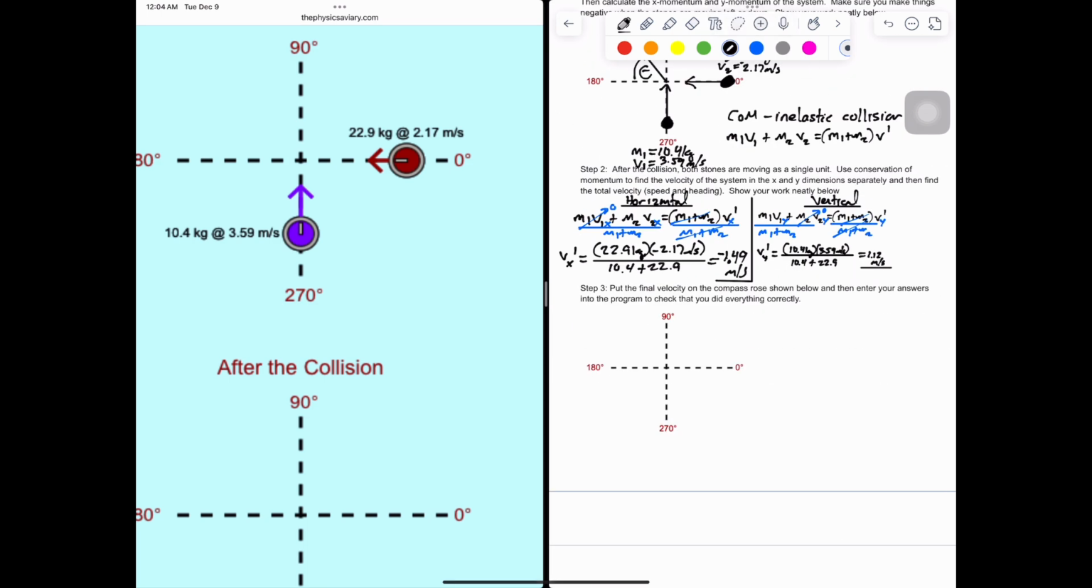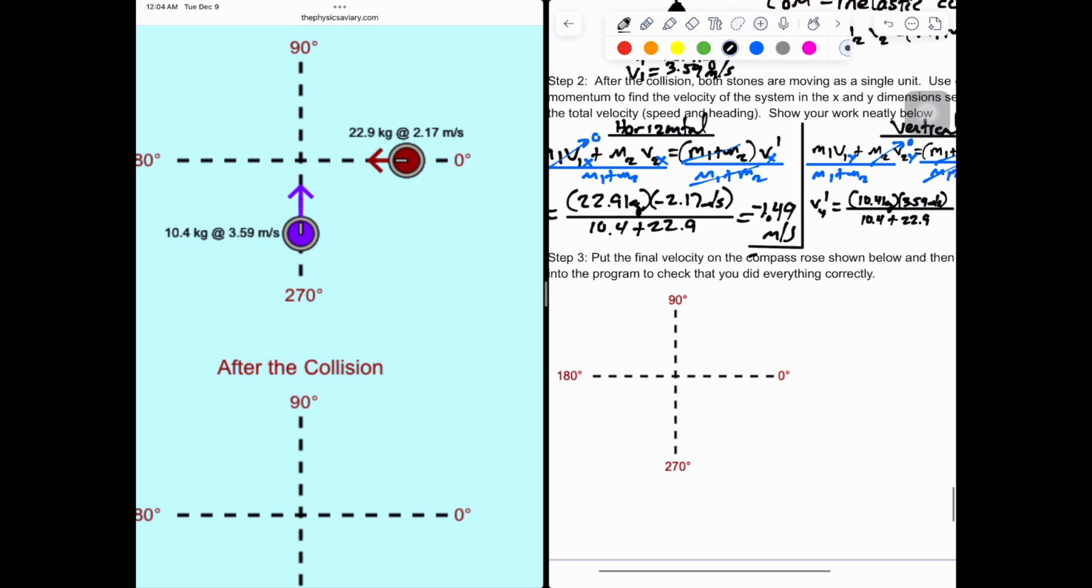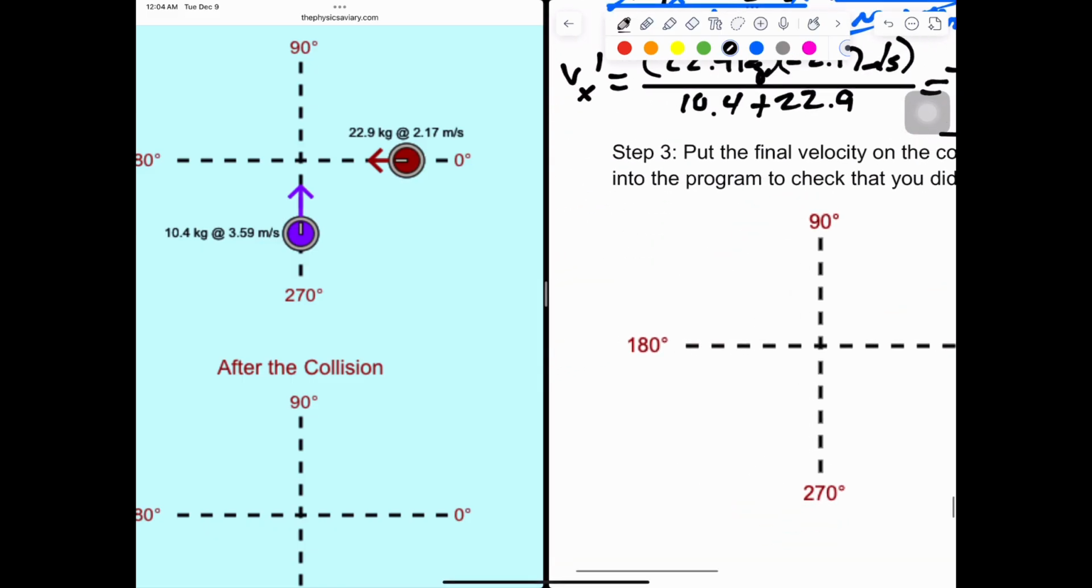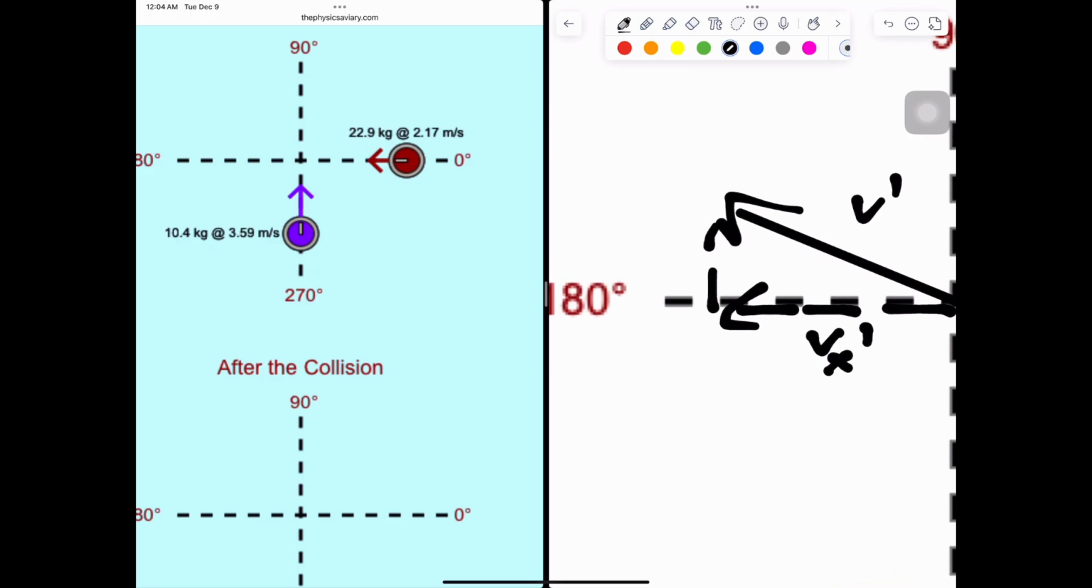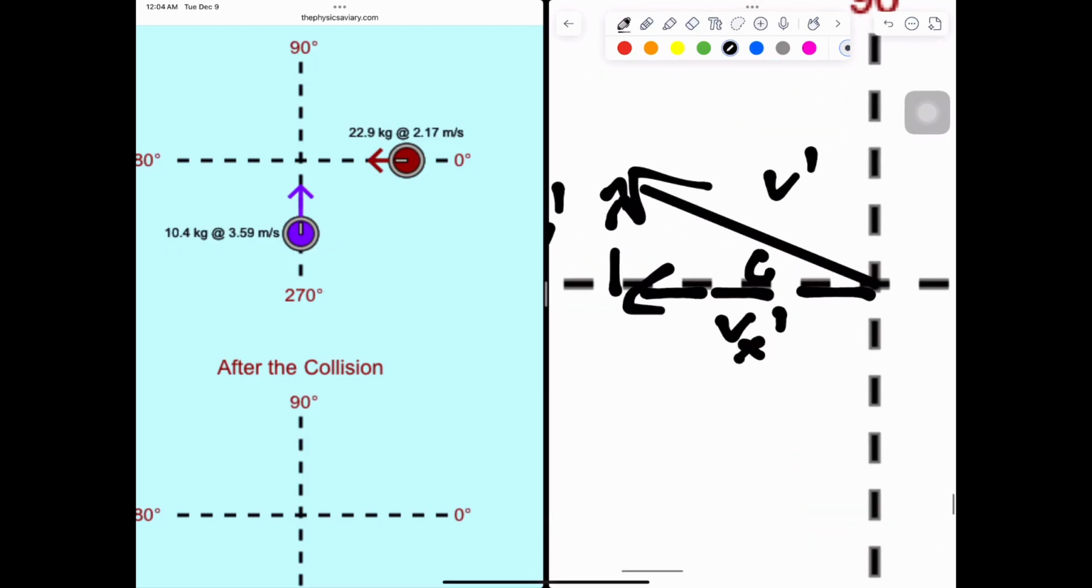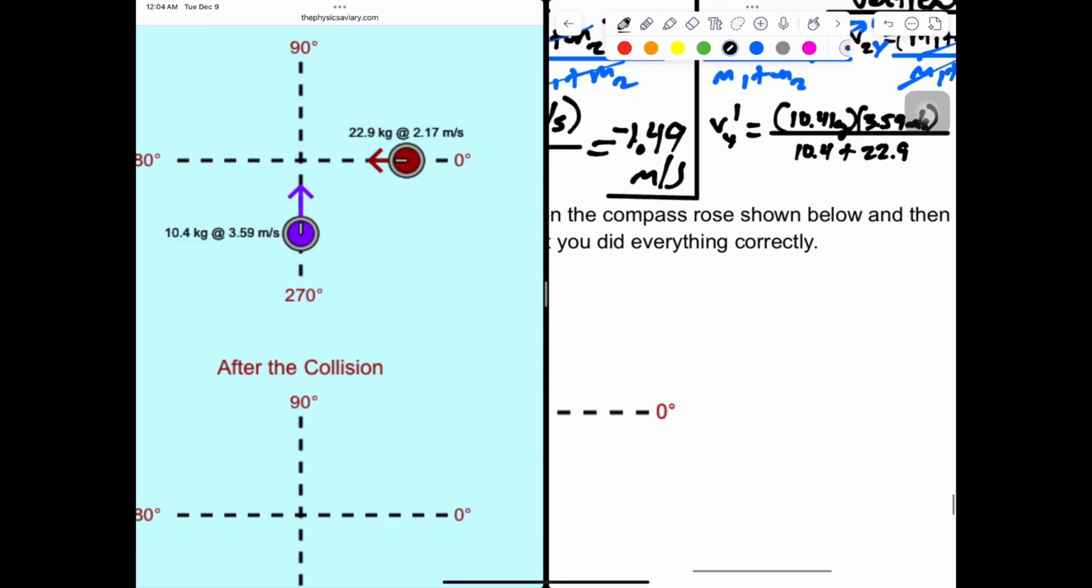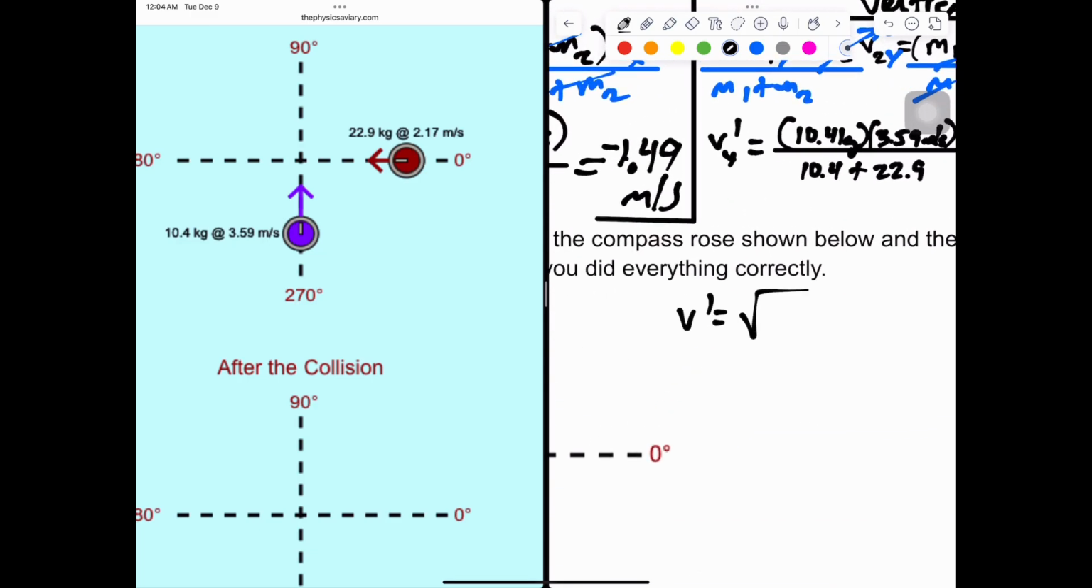Okay, so I know that it's going more in the x direction than it is the y direction. So I expect my velocity after collision to be this right here. It's going to have a velocity that is going in the x direction. If this is v prime, we're going to call this v prime x. And we're going to call this side over here v prime y. Okay, and how are we going to solve it? Pythagorean theorem. V prime is going to be v prime x squared plus vy prime squared.